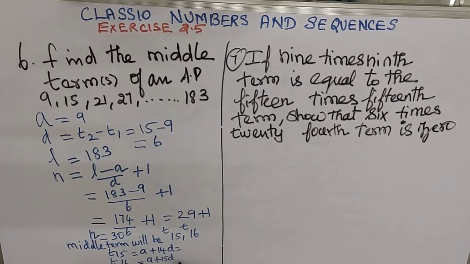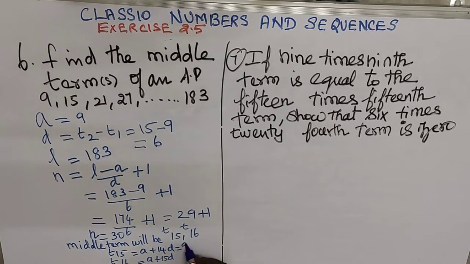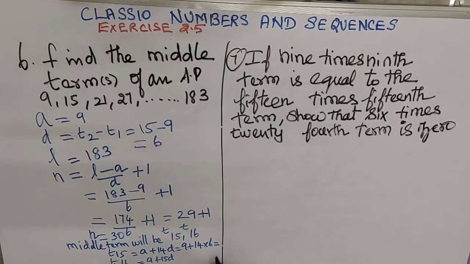So substitute the corresponding values. 9 plus 14 into 6 is equal to 93. Here 9 plus 15 into 6 is equal to 99. The middle terms are 93 and 99.